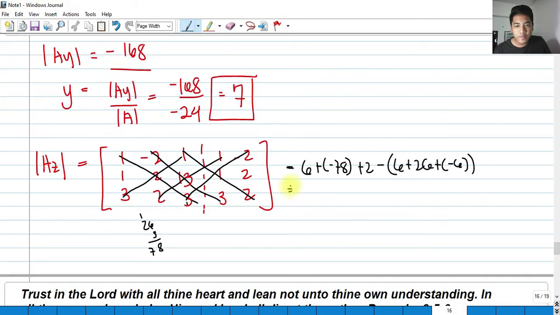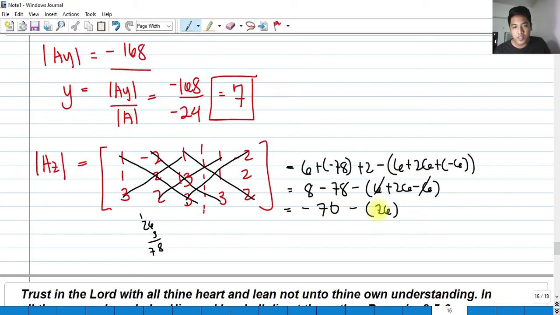So we have 6 plus 2 is 8, minus 78, minus 6 plus 26 minus 6. So we have 6 minus 6 here, and 8 minus 78 on the left side. 8 minus 78 is negative 70, minus, this should cancel, 6 minus 6 minus 26. So we have negative 70 minus 26, that is negative 96.